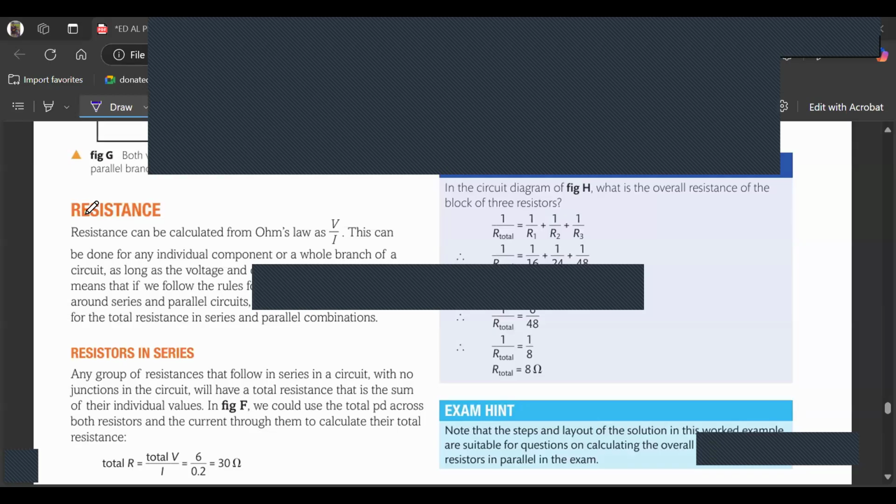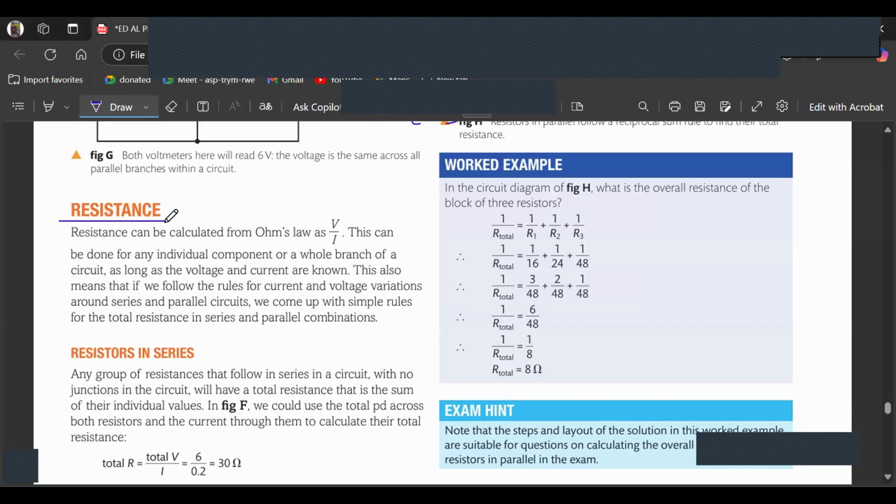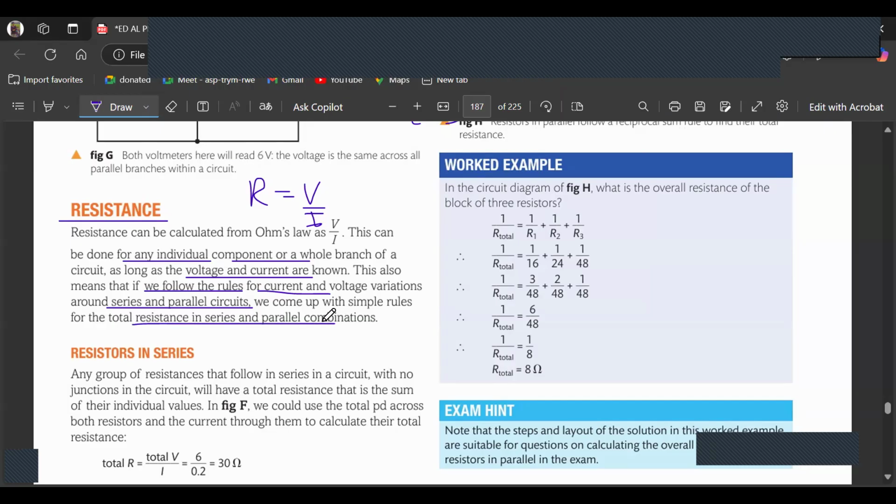So next, if we discuss resistance, हमें पता है, it can be calculated by Ohm's law, V divided by I, and this can be done for any individual component or a whole branch of a circuit as long as the voltage and current are known as well. This also means that if we follow the rules for current and voltage variations around series and parallel circuits, we can come up with simple rules for the total resistance in series and parallel combinations as well.